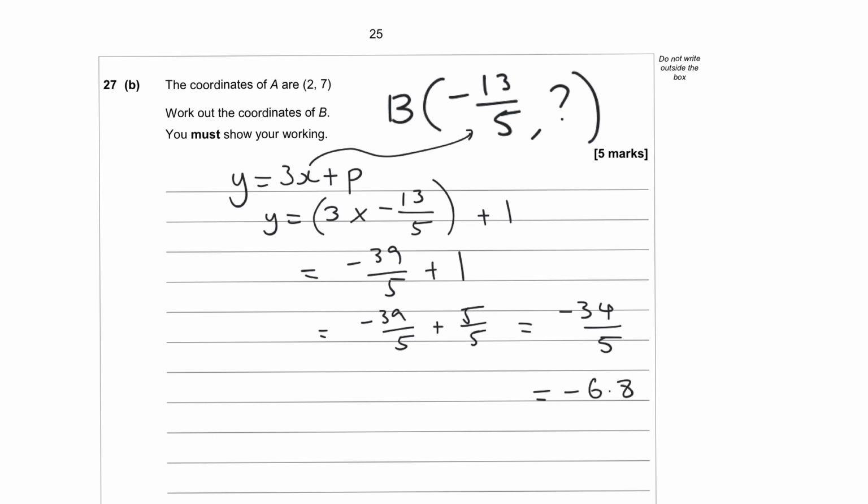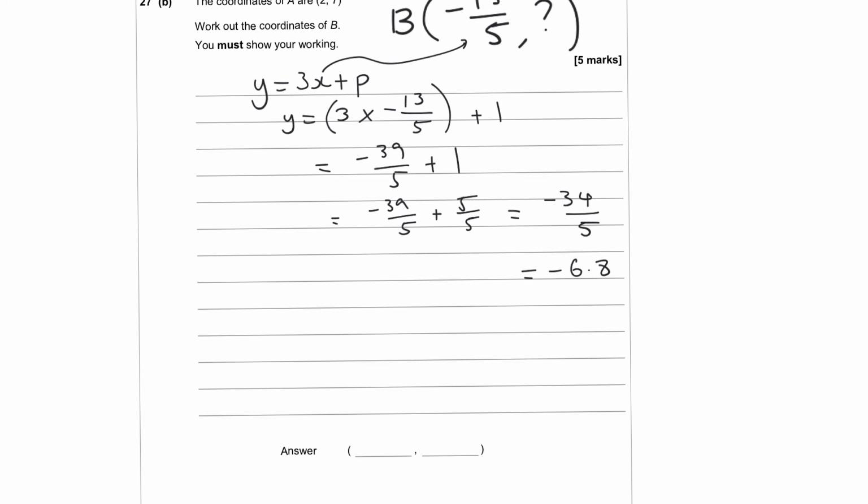So then my final answer for my coordinates for B is the x value is minus 13 over 5, or you can actually just put that as a decimal. Yeah, so you could literally either leave your answer as this, so leave them both as fractions, or, minus 13 over 5, you put that into your calculator, would give you negative 2.6, so you could put it as negative 2.6, minus 6.8. Either way is acceptable.